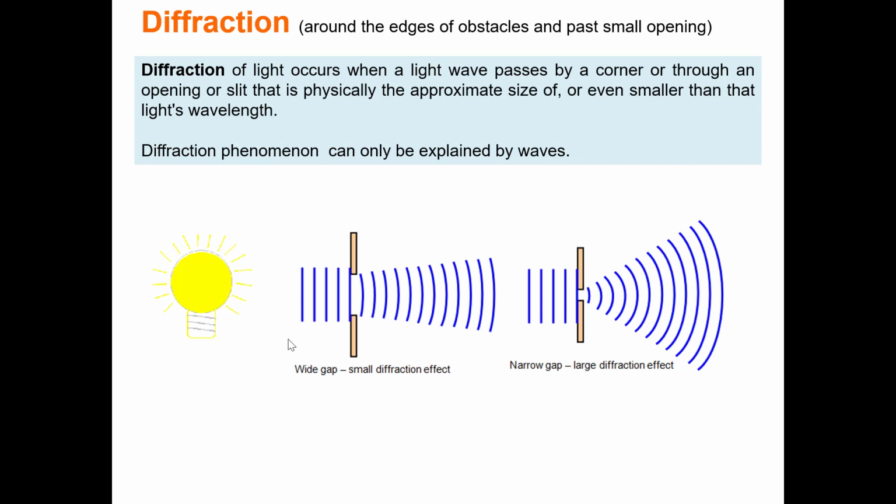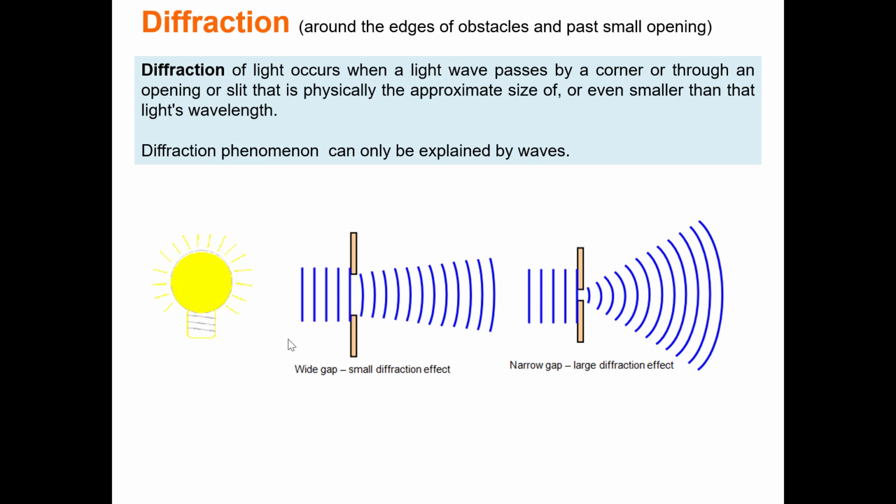But what happens is the slit can be even smaller than the wavelength of the light, and the light can still pass through this one. Then this phenomenon can only be explained if we consider the light as a wave.